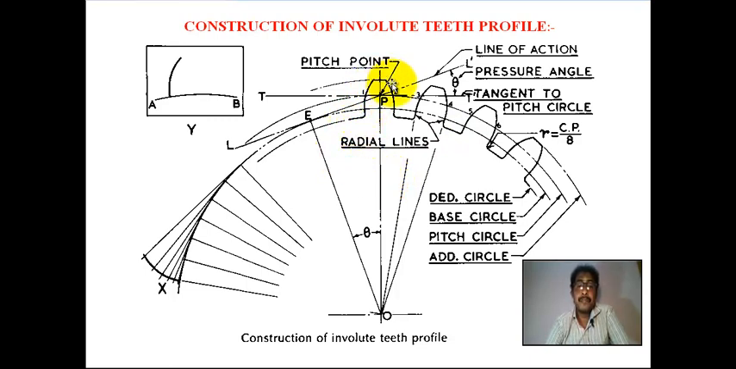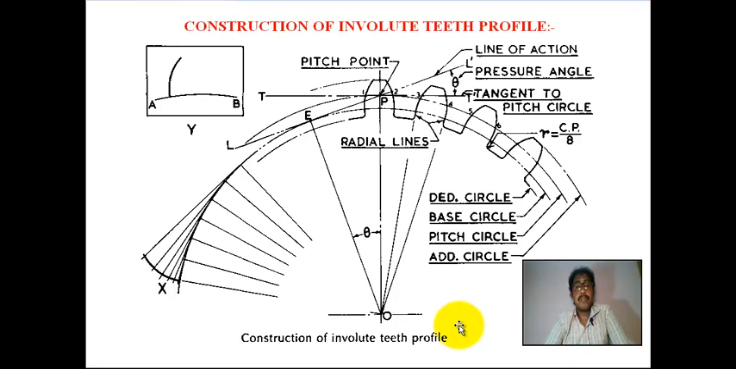Finally, we dark this portion, dark means thicken this portion, okay. All others are thin continuous lines. This is the center line, the y-axis. This is the x-axis.